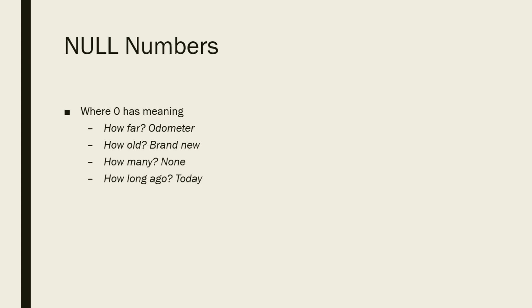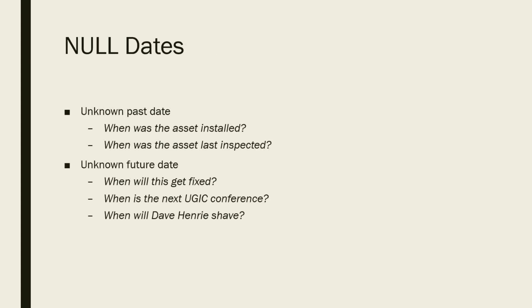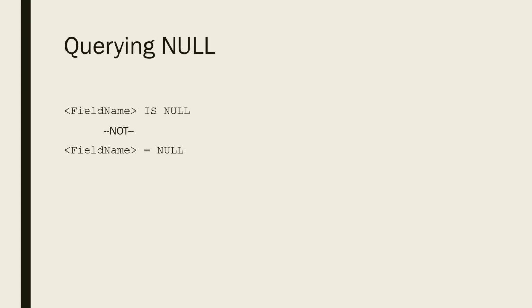Null means you don't know. So a null would mean you don't know how old that asset is. It's probably ancient. You just don't know. So a null would be a good fit. How far has that asset gone? Null means you don't know where it's been or how long it's traveled. So that's how null works with numbers. Null dates also means you don't know when something happened or will happen in the future.